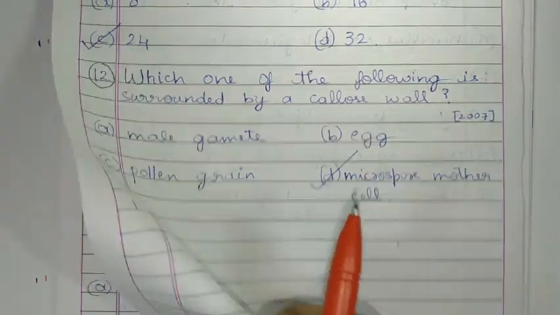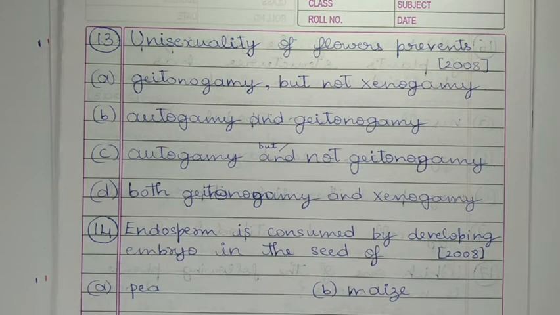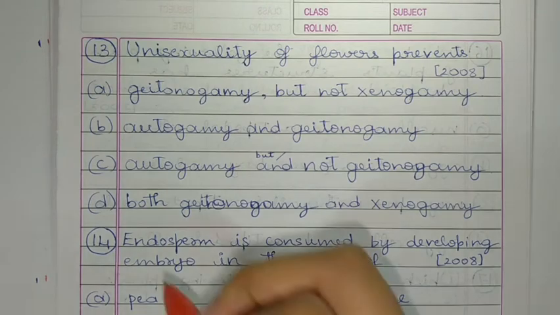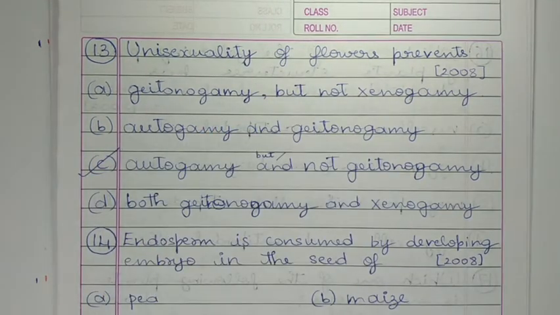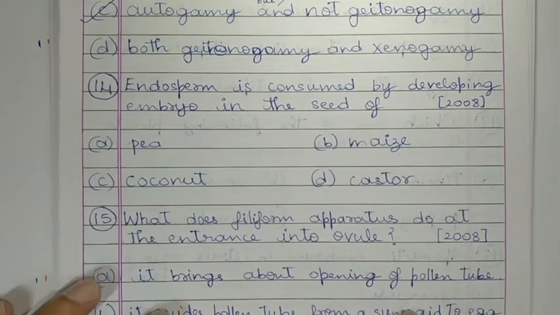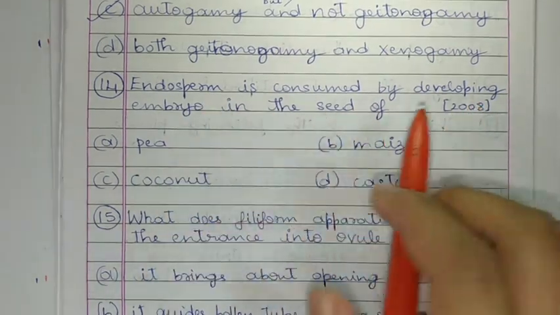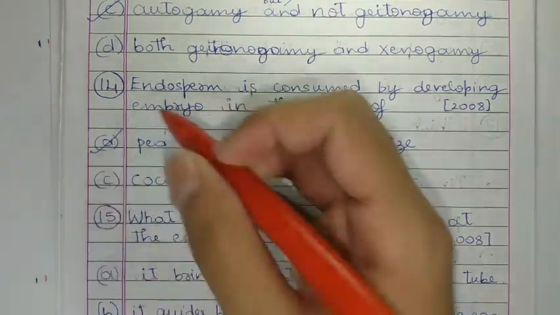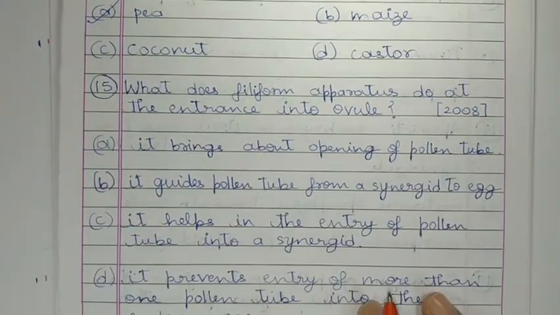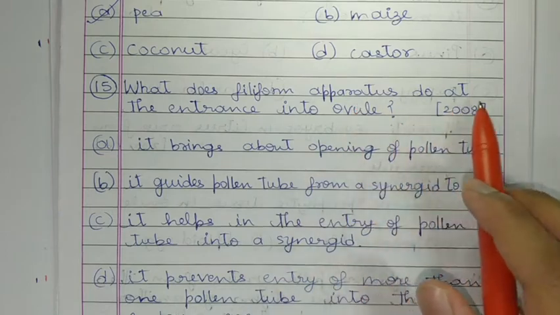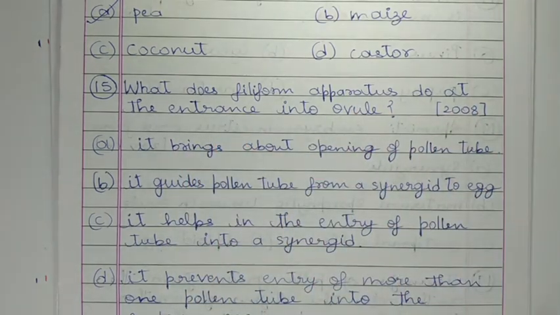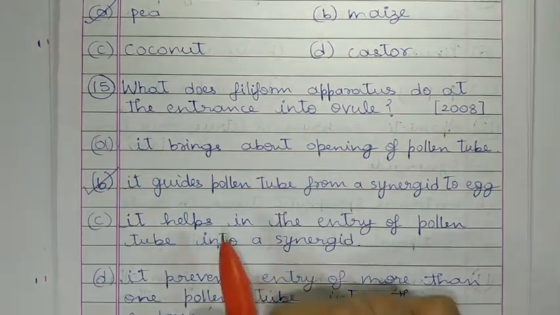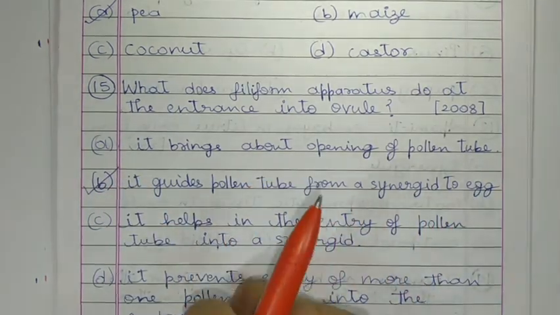Microspore mother cell. 13. Unisexuality of flowers prevents option C, autogamy but not geitonogamy. 14. Endosperm is consumed by developing embryo in the seed of option A, pea. 15. What does filiform apparatus do at the entrance into ovule? It guides pollen tube from a synergid to egg.